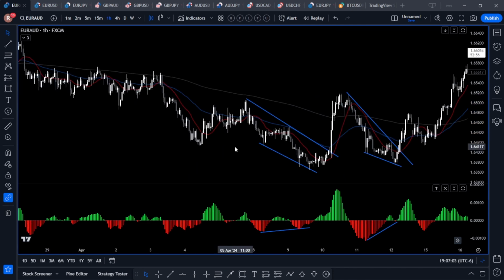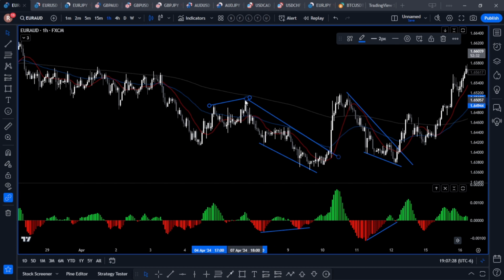Now, this is my favorite kind of divergence, and this is my favorite kind of trend line. This is a divergence and a trend line that goes with the trend. And that's right in here. The market is making a high followed by a higher high. And we can see that the MACD is making a high followed by a lower high.